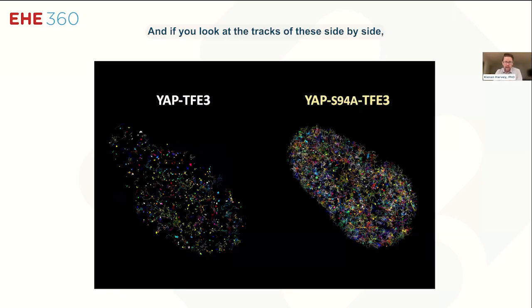And if you look at the tracks of these side by side, that really beautifully illustrates that. You can see YAP-TFE3 has many more spots, and these are the immobile DNA binding events. And then when we mutate a single amino acid, we're now seeing far more random diffusion of this protein throughout the genome because it can't bind to TEADs.